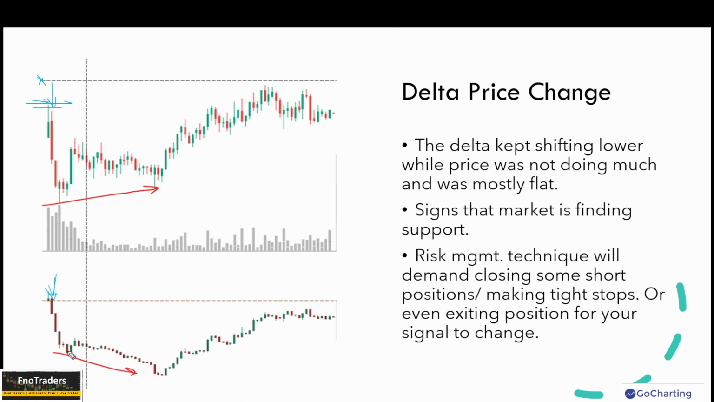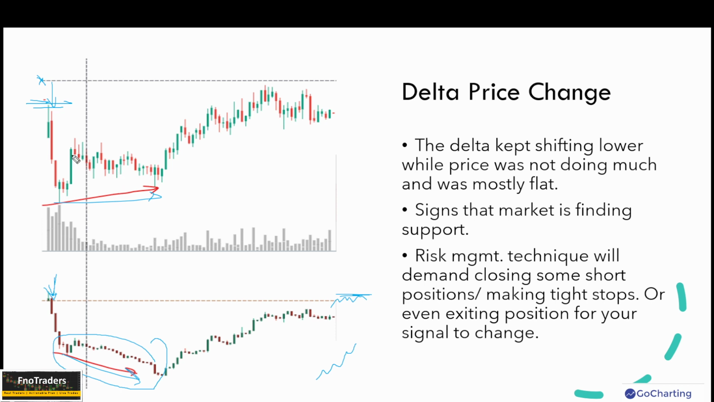Then what happened is I saw that the delta kept shifting lower, but prices were pretty much steady, which meant that prices are finding support. It means delta is not moving effectively with price on the downside, so price is finding support. Similarly, if delta is moving fast but price is not moving much on the upside, it means price is finding resistance on the upside. When this is happening, it's a warning sign for you that there are hidden players or hidden orders protecting the market levels, and it is better to manage your stop losses aggressively if you're on a short trade, or book your profits.